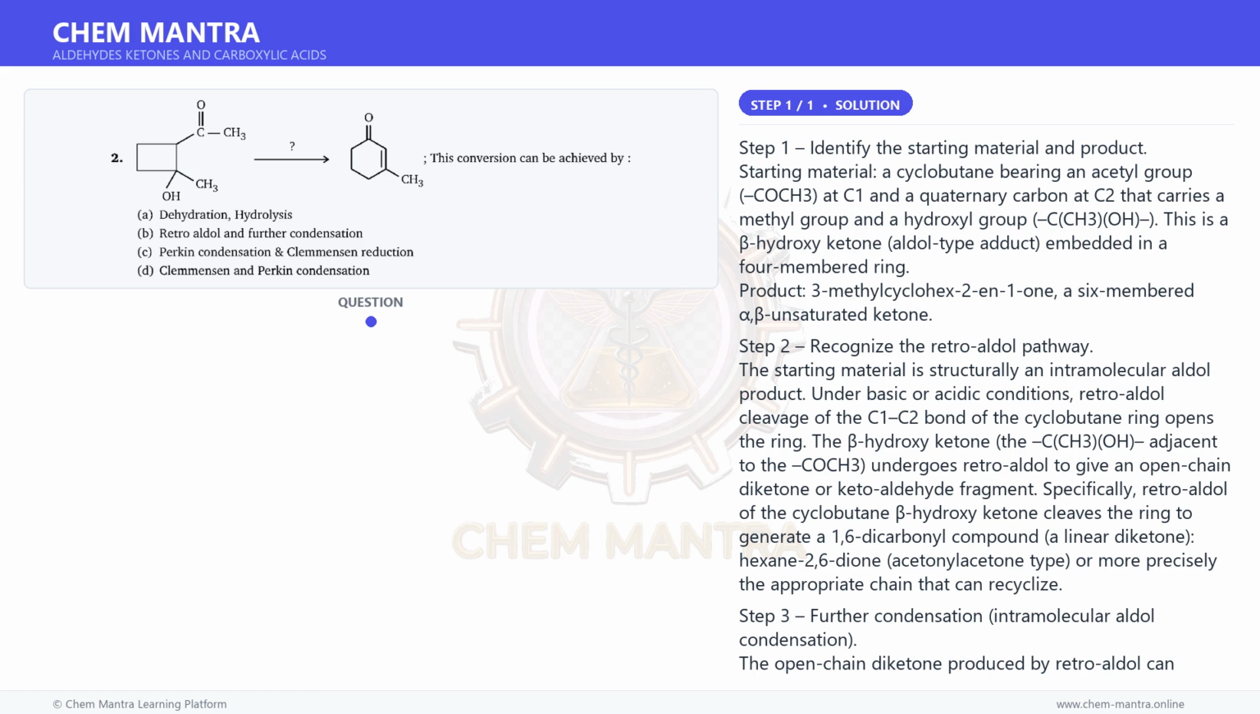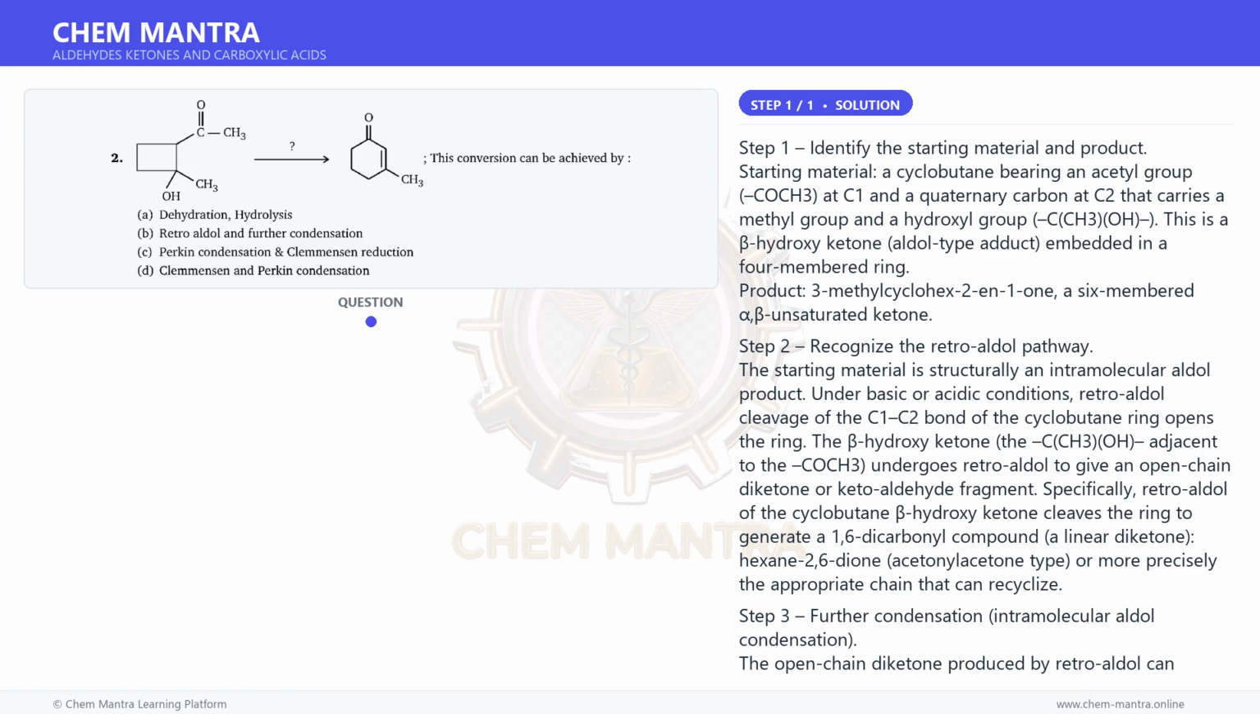Step 2. Recognize the retroaldol pathway. The starting material is structurally an intramolecular aldol product. Under basic or acidic conditions, retroaldol cleavage of the C1-C2 bond of the cyclobutane ring opens the ring. The beta-hydroxy ketone, the CH3, OH adjacent to the COCH3, undergoes retroaldol to give an open-chain diketone or ketoaldehyde fragment.